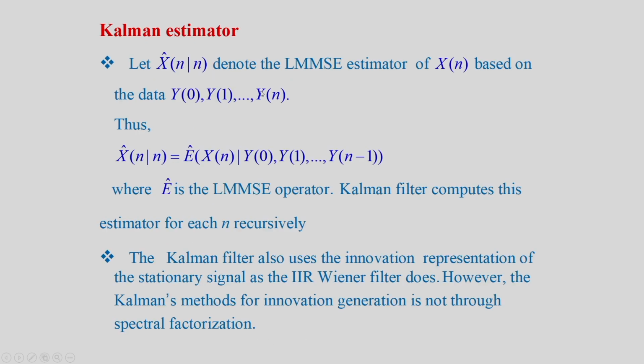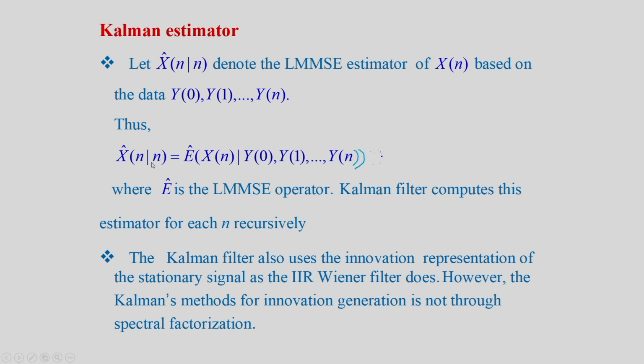The Kalman filter uses all the available data. Let x hat n given n, this is the notation we will be using to denote the estimator. This means that this estimator is based on observations till time n. So, let x hat n given n denote the LMMSE, linear minimum mean square error estimator of xn based on the data y0, y1 up to yn. So, this is the estimator.